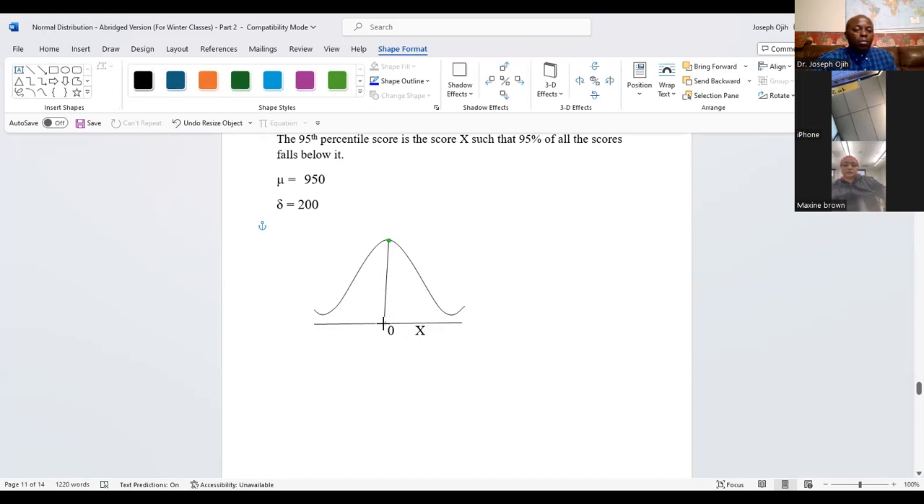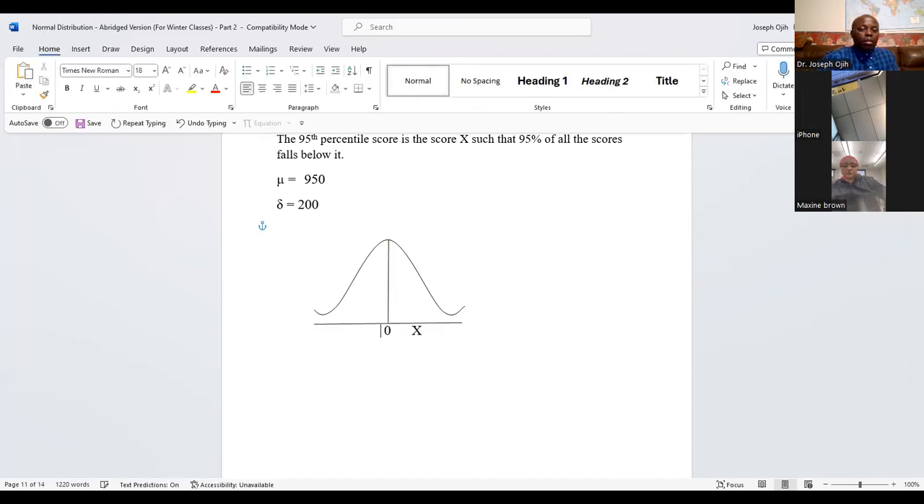Okay, move it a little bit. Yep, I'll move this. Then move this a little bit. So this is the score we are looking for. We don't know what the score is.